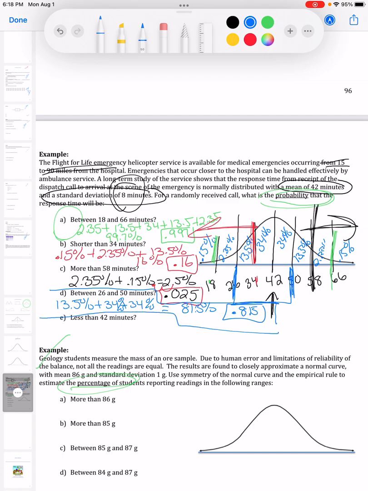And the answer for E, less than 42, I would add up everything to the left of 42. This one, if you do enough of these, you might see a pattern with them. 42 is the mean, it's right in the middle. So that's always going to be 50%. Half is above and half is below. So as a probability, I would write that as 0.5.